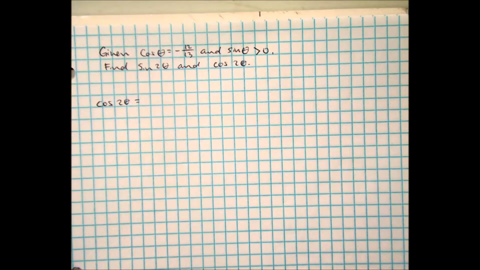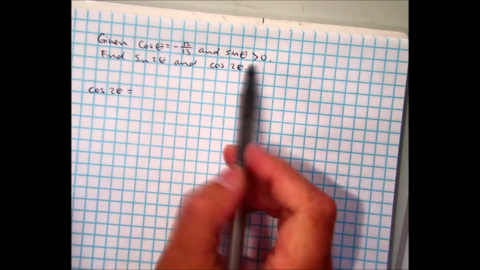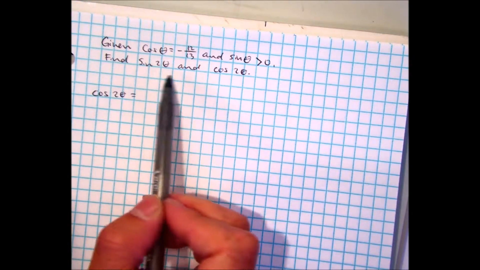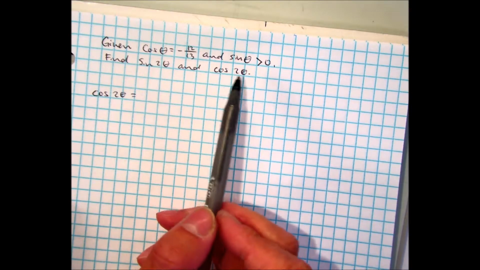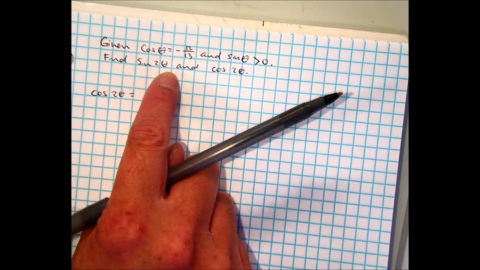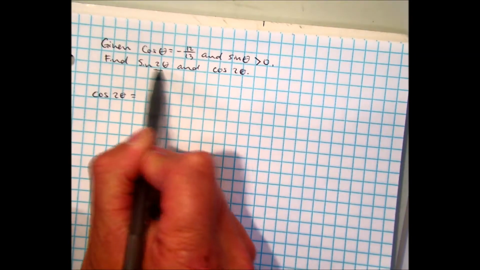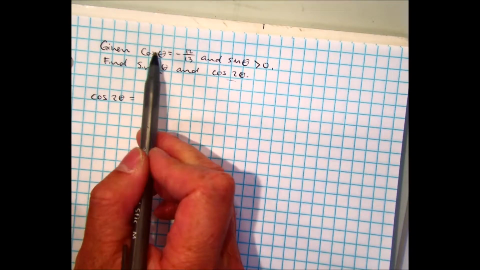Alright, given cosine of theta equals negative 12 over 13 and sine of theta is greater than 0, find sine 2 theta and cosine 2 theta. The first thing you should recognize is what I'm trying to find here. I have this 2 next to the angle. This is called the double angle identity.